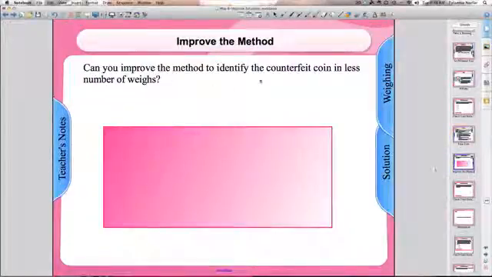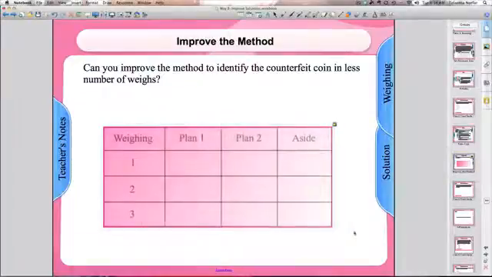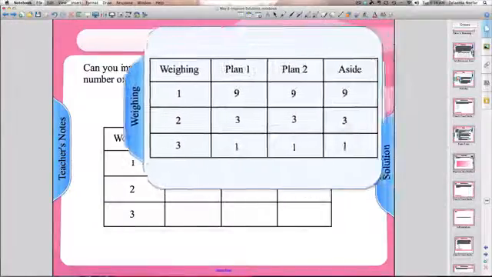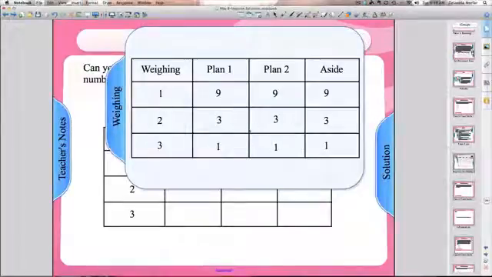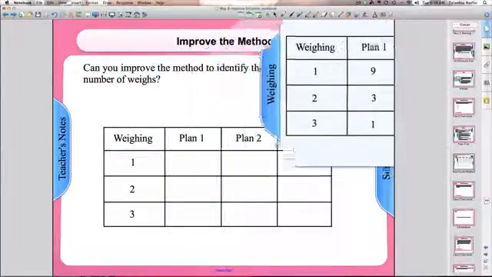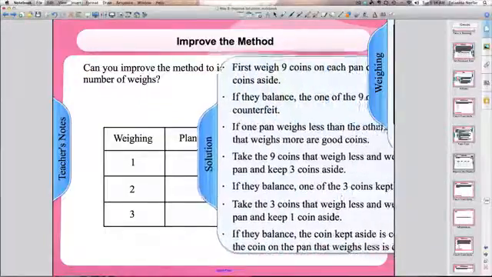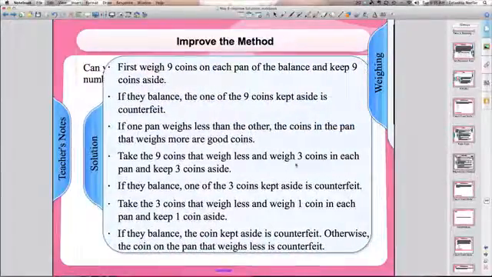Can you improve the method to identify the counterfeit coins, like we did with the original problem, in a smaller number of weighings? Here is a table. Can you get it down to 3? You can pull the weighing chart to give you a little bit of a hint if you're struggling. Here's the weighing. Pause the video until everyone has written it down. Now let's look at the written solution, which was your next step of explaining how that happened. Pause the video until everyone is done reading.